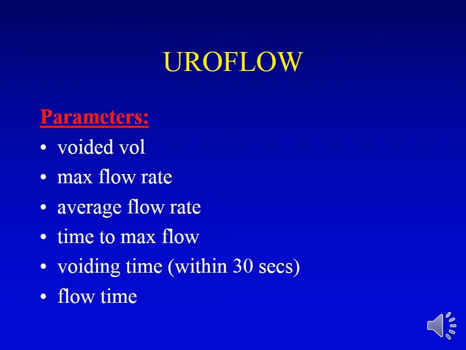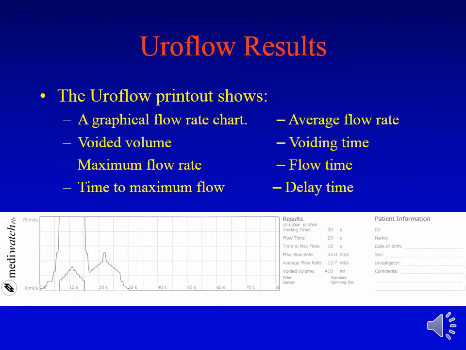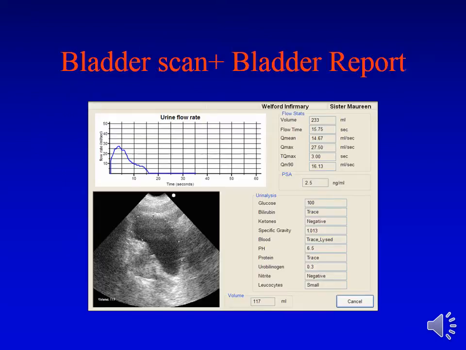There are a few parameters we need to look at during the uroflow: voided volume, maximum flow rate, average flow rate, time to maximum flow, voiding time, and flow time. Most important is actually the pattern. We need to know the pattern of the uroflow itself. These are parameters I've already mentioned. This is just a graphical representation, and this is how we usually write our results. We denote all the different parameters that we need to look at.